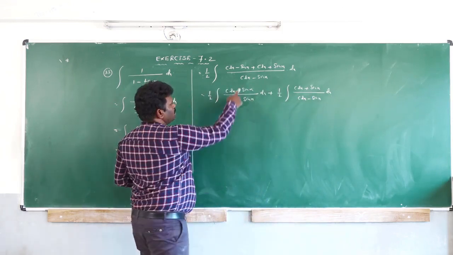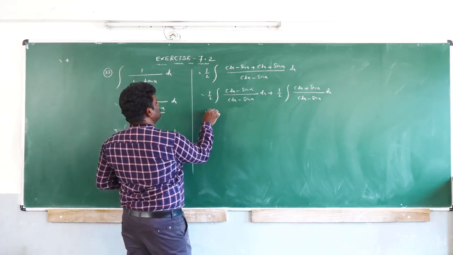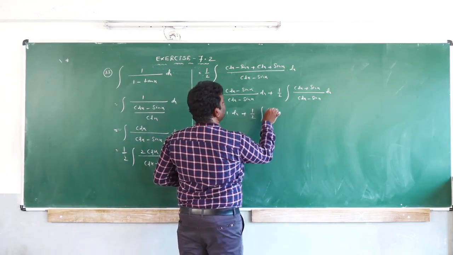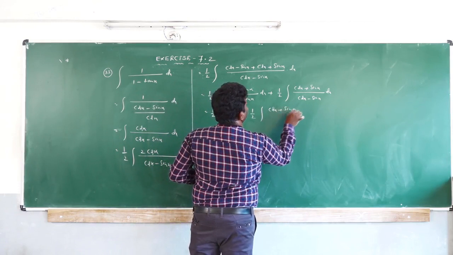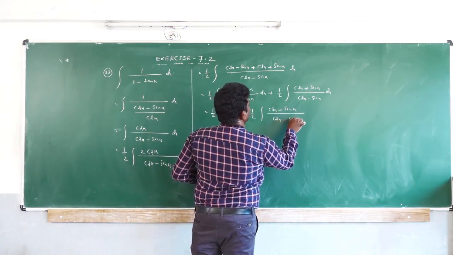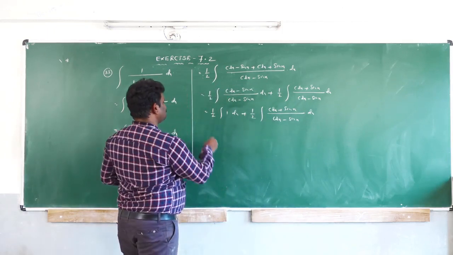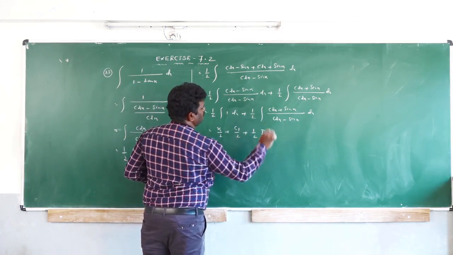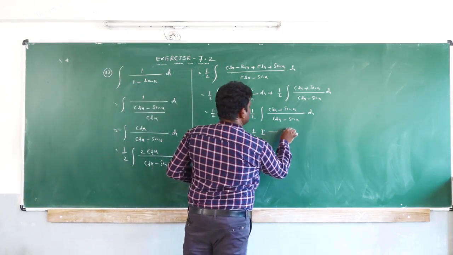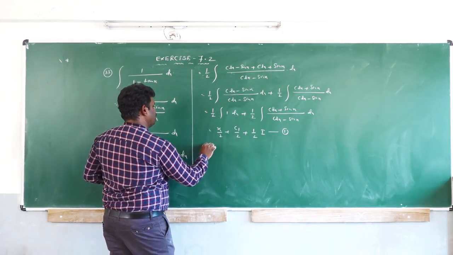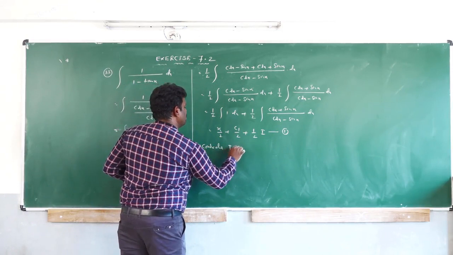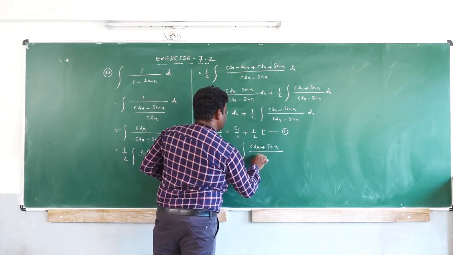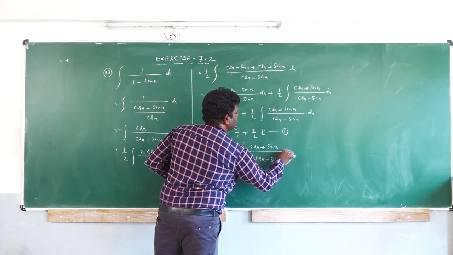Okay? Now here cos x minus sin x cancels. This value is equal to 1 by 2 integral 1 dx plus 1 by 2 integral of cos x plus sin x by cos x minus sin x dx. Now this integration gives x by 2 plus c1 by 2 plus 1 by 2 into I. Now this is the I value. Okay, now consider I equal to the integral of cos x plus sin x by cos x minus sin x dx.